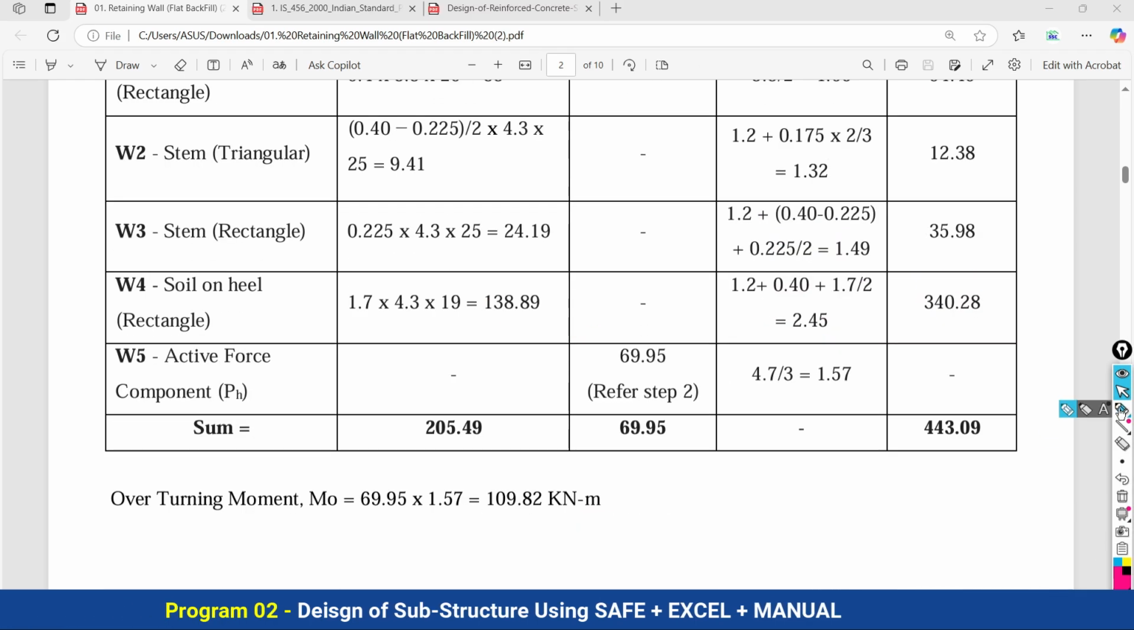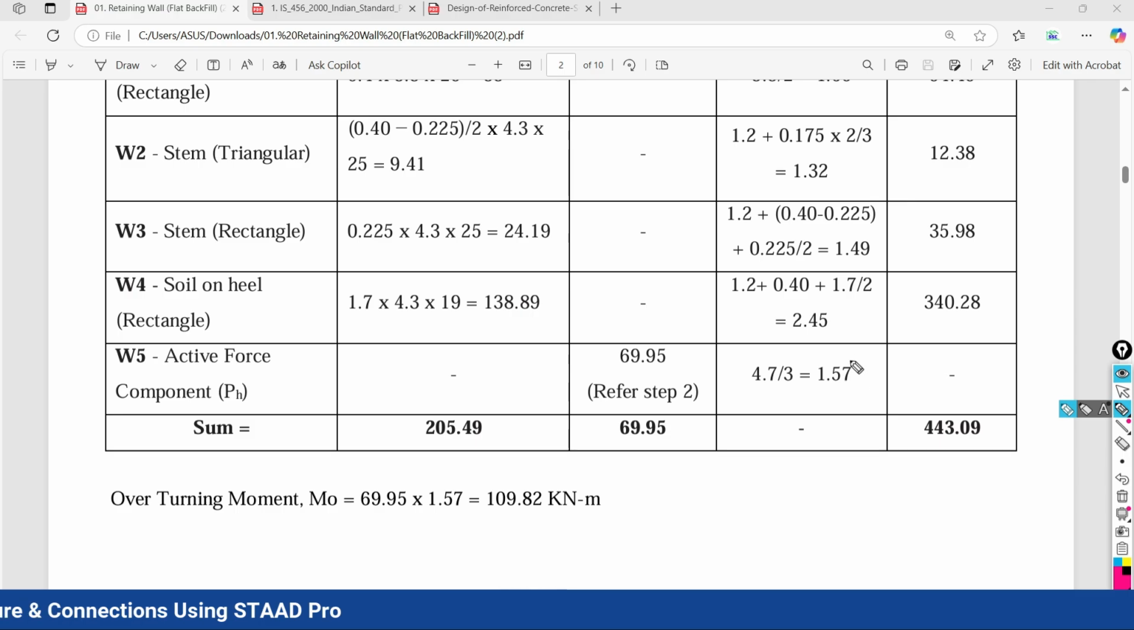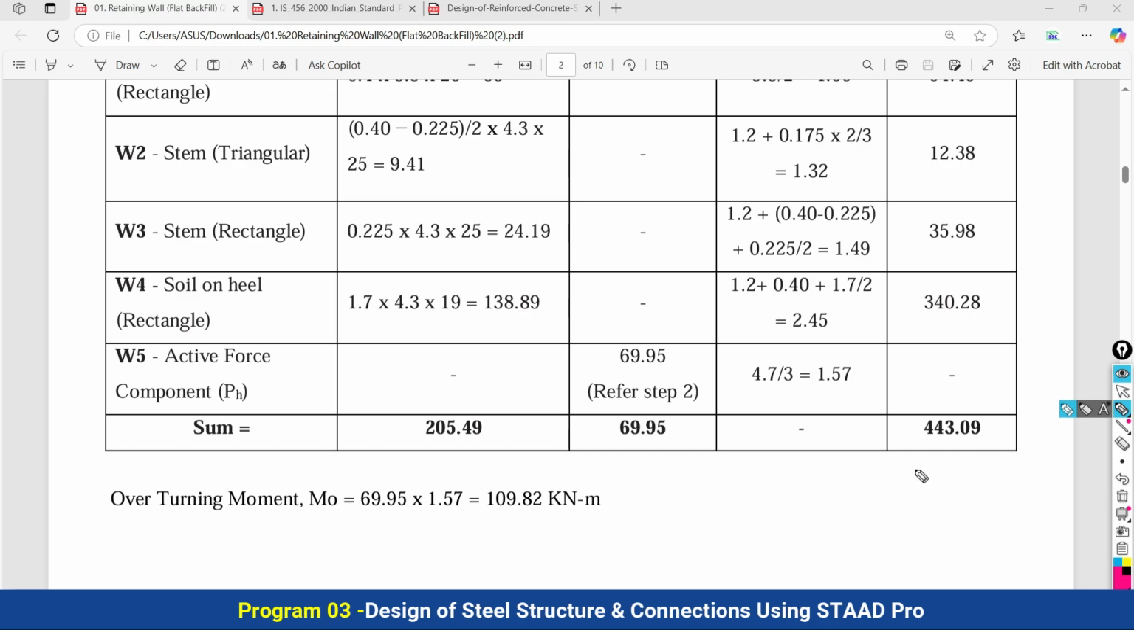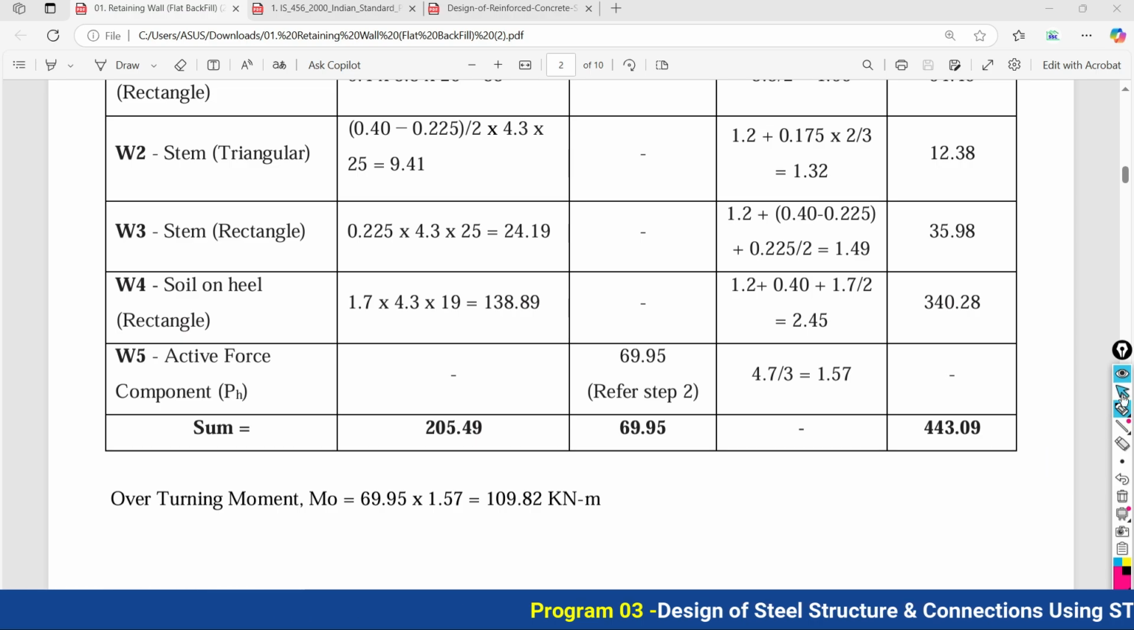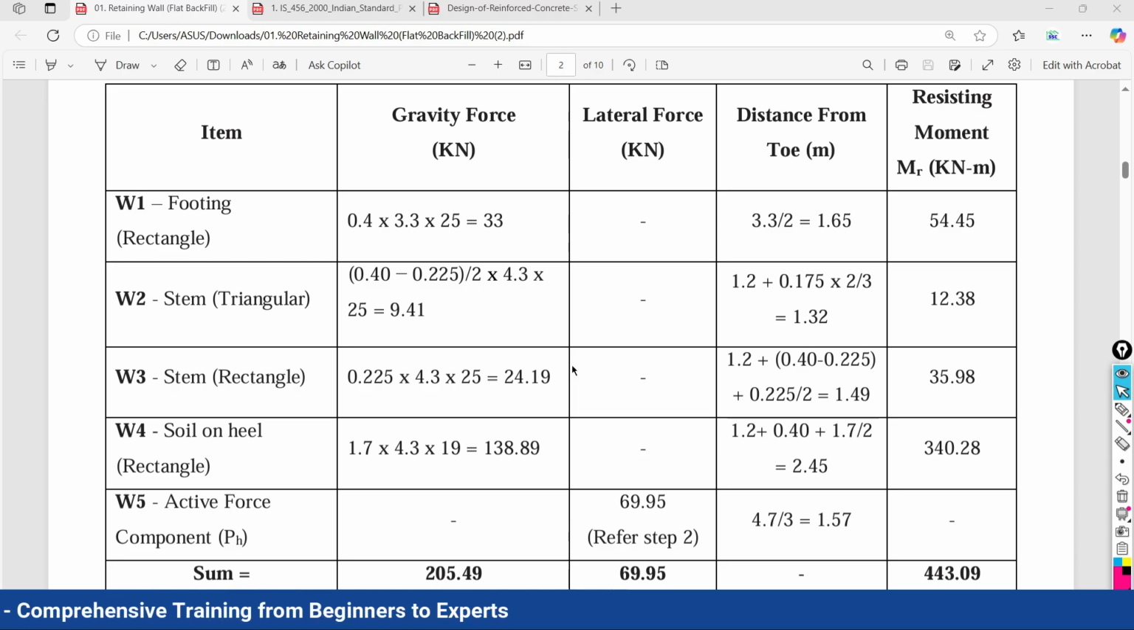Now after calculating all the loads in the gravitational direction due to the self weight of the retaining wall and its components, and the load due to the soil on the back side of your retaining wall and their perpendicular distance from the toe, and finally calculating the moment, all kinds of stresses we have calculated in this table. After calculating all these, the next step is to do the design of your retaining wall and find out what reinforcements are required to be provided in your retaining wall.